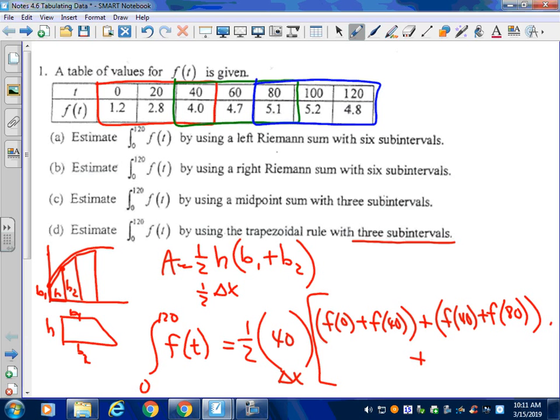And then you're going to do the next set, f of 80 plus f of 120. And I know it reuses a value there, but that's what the height of those rectangles is, because this rectangle's B2 becomes B1 of the next one. Does that make sense for this trapezoid?